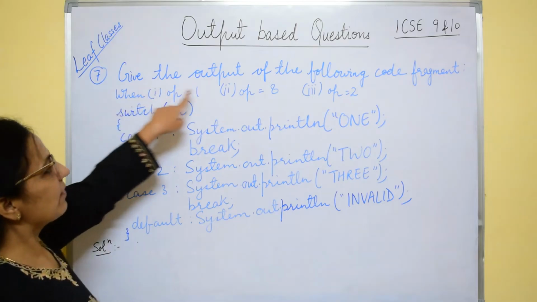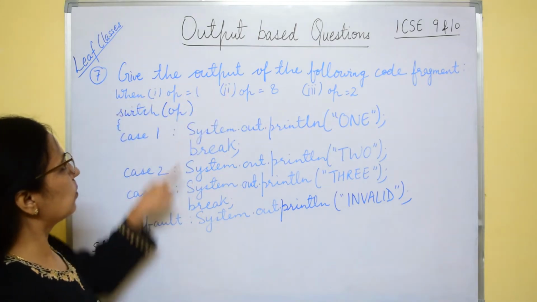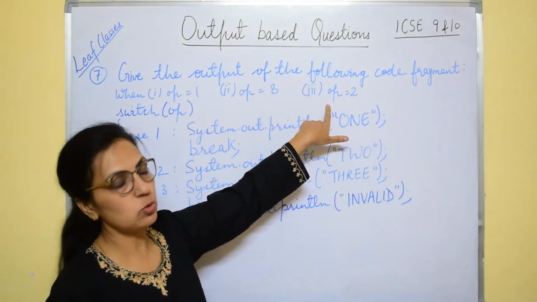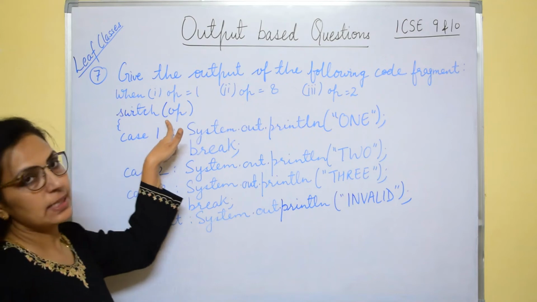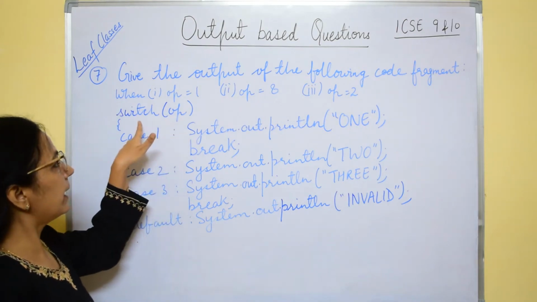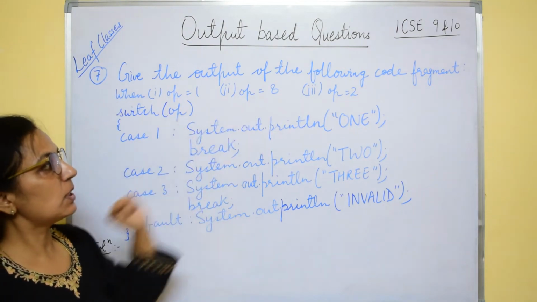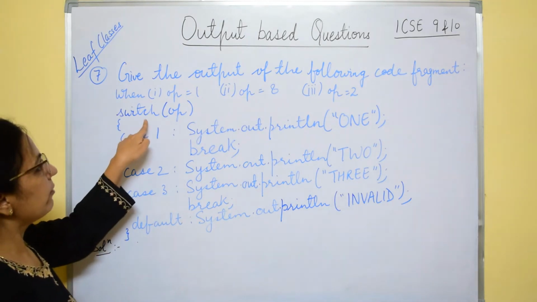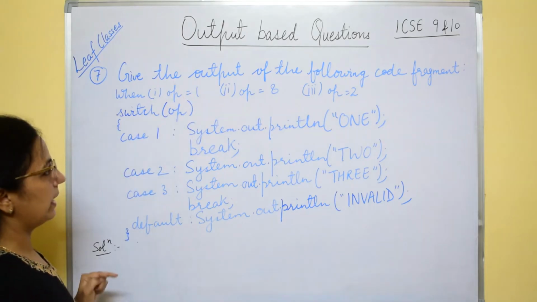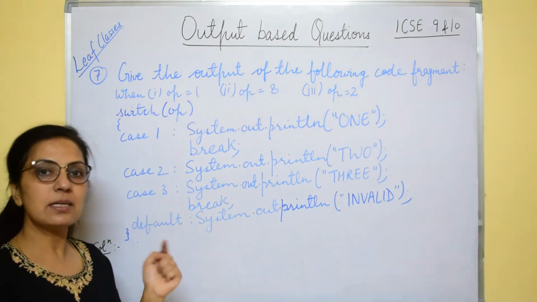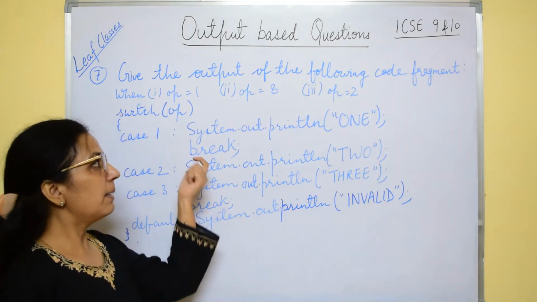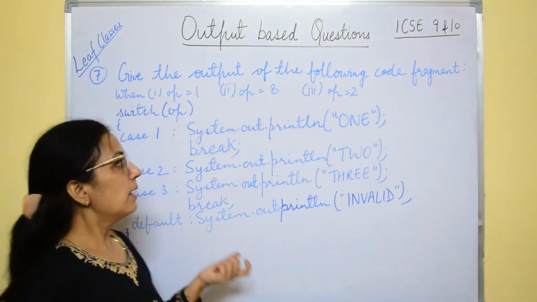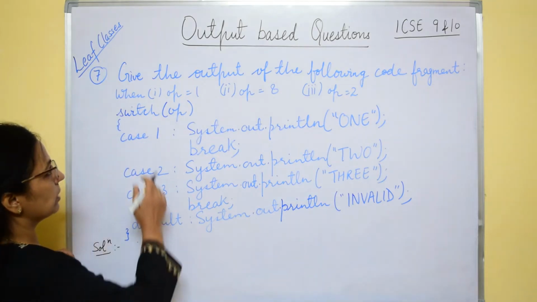The next question is, give the output of the following code fragment when op equals 1, op equals 8 and op equals 2. This op is the control variable, right? So for these three values we have to give the output. So first time when op is 1, we know that switch case is a multi-branching statement. Depending upon the value which we give, that case of the switch will be executed.